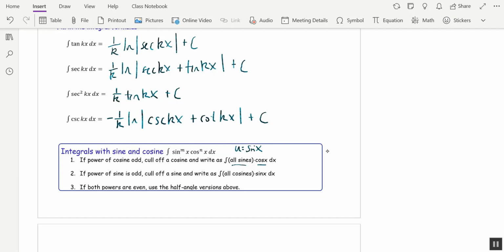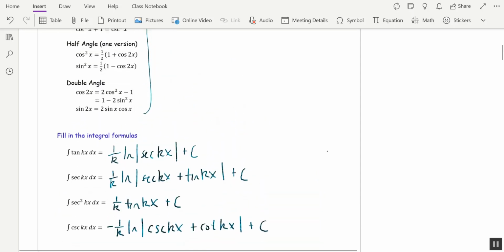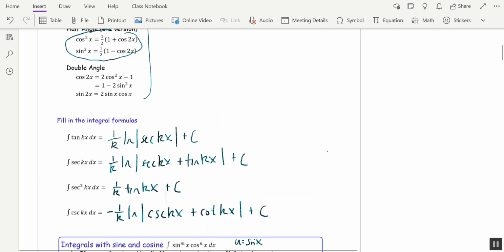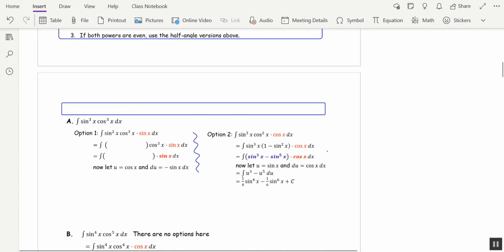Or if a power of sine is odd, you might be able to write it as all cosines and then pull off a single sine, and then you would want to let u equal cos x. And then in the sad event that both powers are even, you're going to have to use the half angle identities, which are up here. This version of the half angle, you'll have to do that. And we'll do an example of that. Okay, so let's just jump right in.